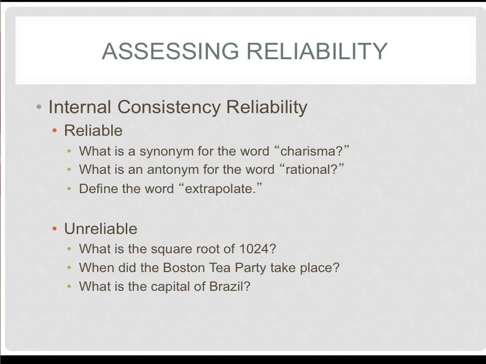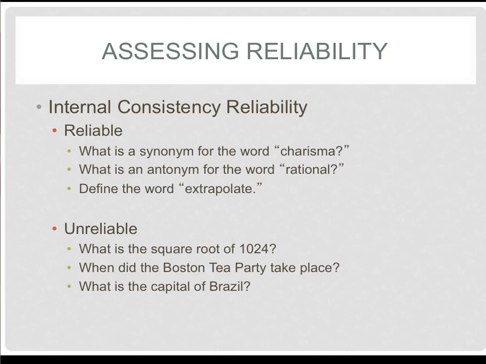An unreliable measure is one that asks a question, for example, the square root of 1024, and then it asks you when the Boston Tea Party took place, and then it asks you what the capital of Brazil is. And as you can see, there's no consistent way to group those questions together. They're all important things that maybe we need to know, but they are not necessarily related to each other. One is a math question, one is a history question, one is a geography question, and because of that, I can't score them all together and have a subscore that says you scored well in something, because I have nothing to base it on. I can't say it's a good score in math because there's only one math question. I can't say it's a history score because it's only a history question, and I can't say it's a good geography score because it has things that are not asking about geography.